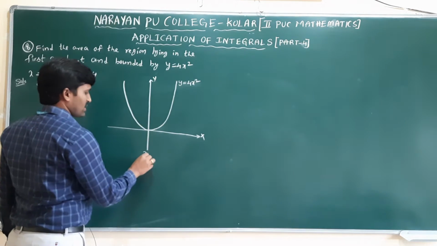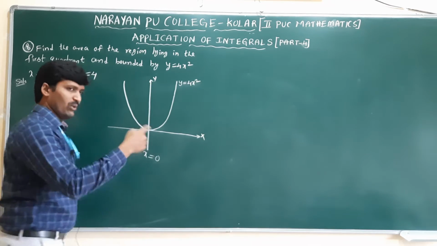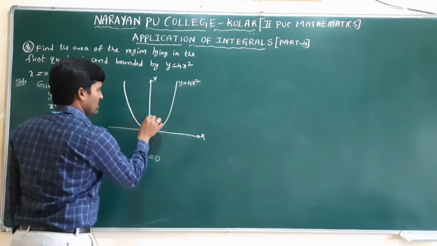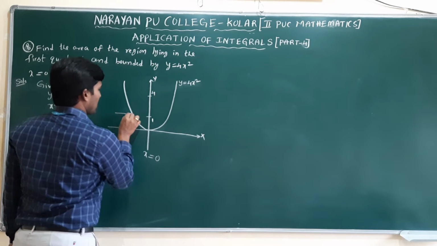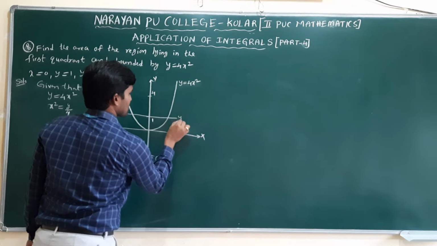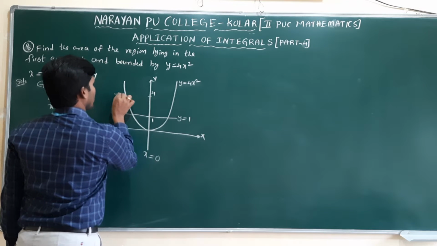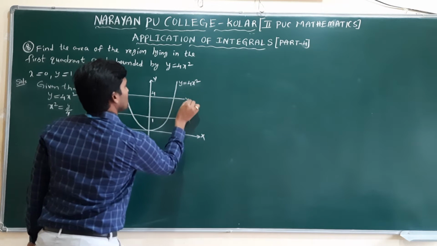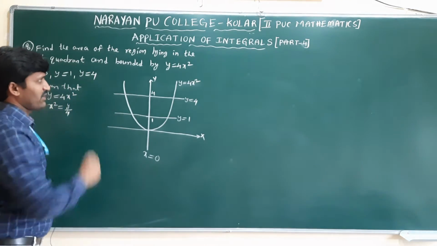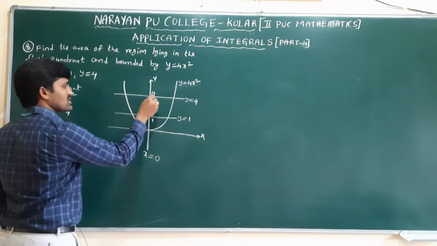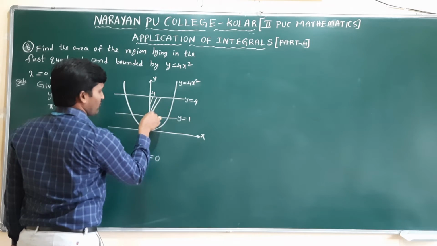And next, what is given? x is equal to 0 means which axis? Y-axis. Next, y equal to 1 and y equal to 4. Y equal to 1 is parallel to x-axis and cuts the y-axis. Same for y equal to 4 also. And the region has 2 parts with respect to the given values. But they are asking only in the first quadrant. This is the reason we need to find here.